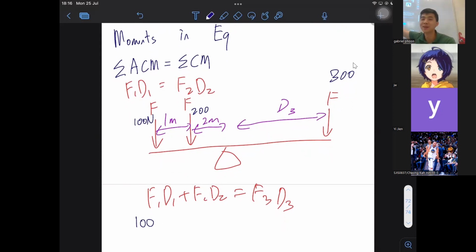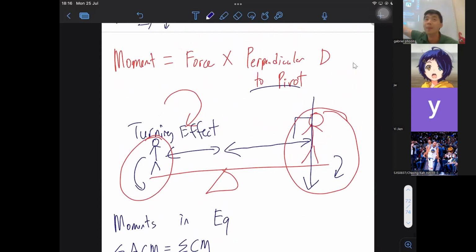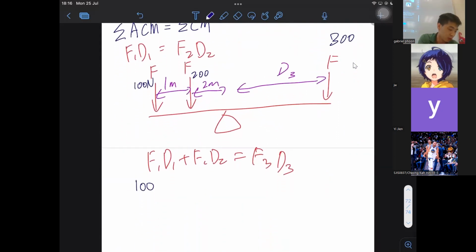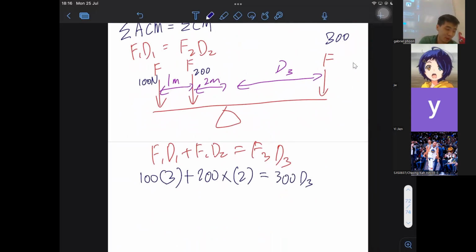Hey, guys, it sounds dumb, but don't let me ever see you put 1 there. 1 is force 1 to force 2, but the formula is distance to the pivot, guys. It is distance to the pivot. So it's supposed to be 3, guys. Then it's 200 times how much? 200. Then 300 and D3, right? This is supposed to be the formula.